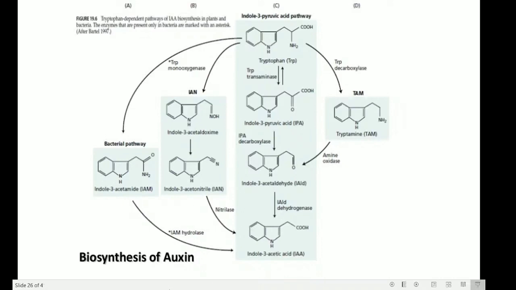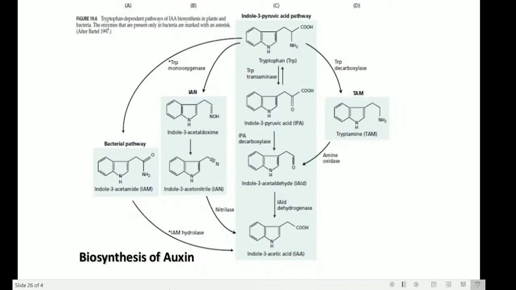Then another pathway is the indole-3-pyruvic acid pathway. Tryptophan is converted into indole-3-pyruvic acid, which is converted into the indole-3-acetaldehyde molecule, and that is converted into indole-3-acetic acid. This is the first step. Another subdivision of that step is that tryptophan is converted into tryptamine, and the tryptamine is converted into indole-3-acetaldehyde. In all these steps they are utilizing enzymes.